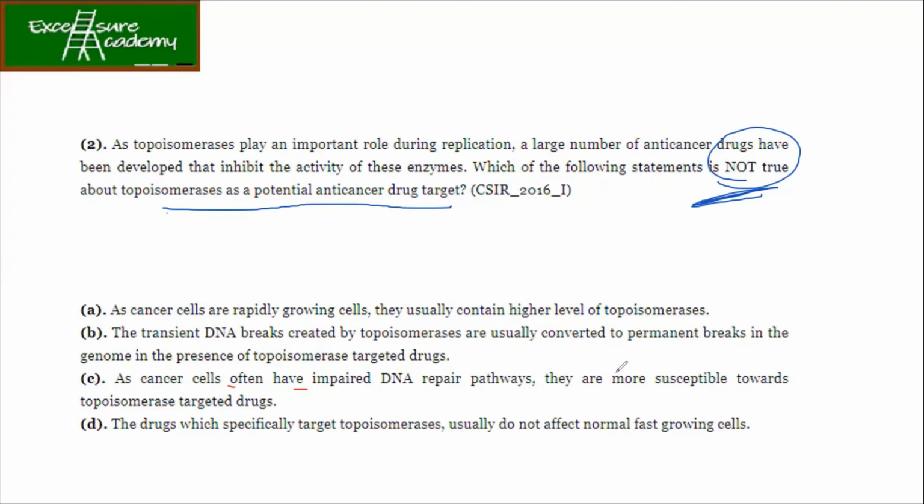Very good, very good. Just now we had discussed that it's not only going to affect your cancer cells. It is also going to affect the normal fast growing cells. Okay? Good. So the answer is D. This was in your CSIR 2016 June paper, I think.